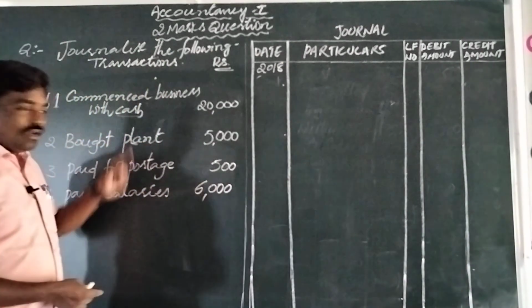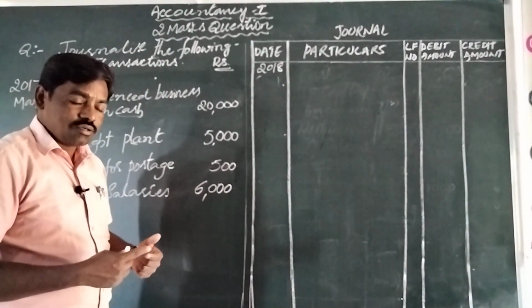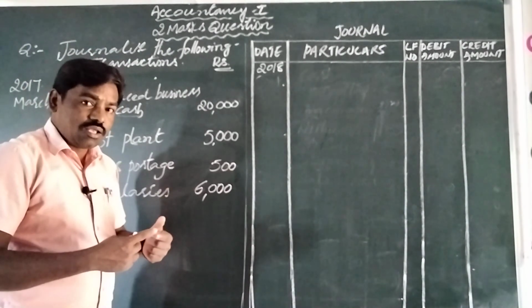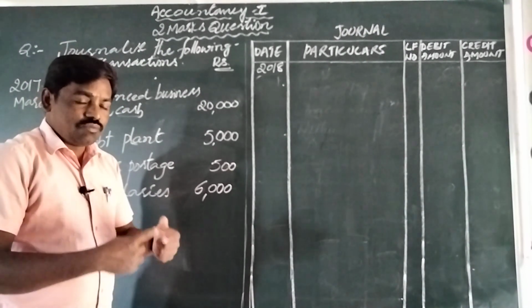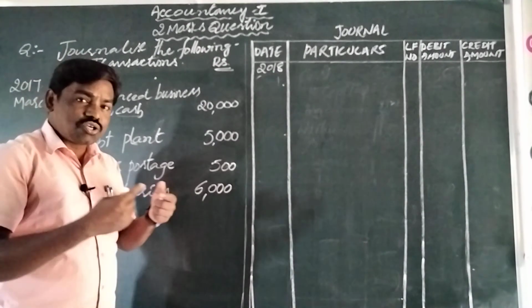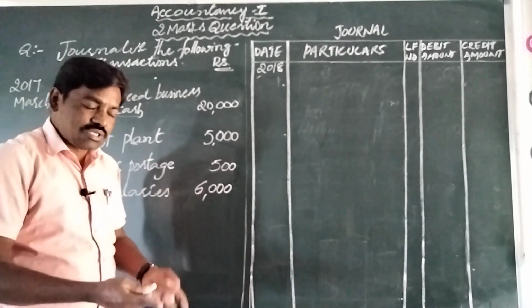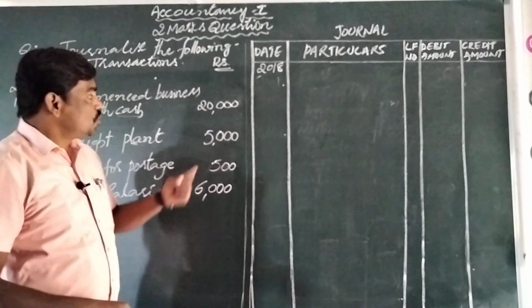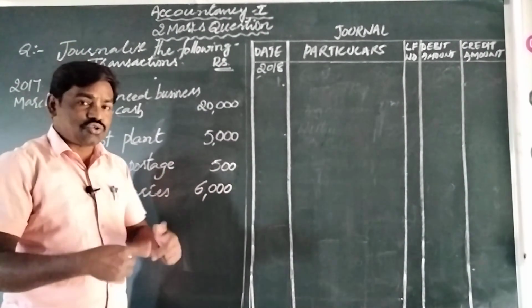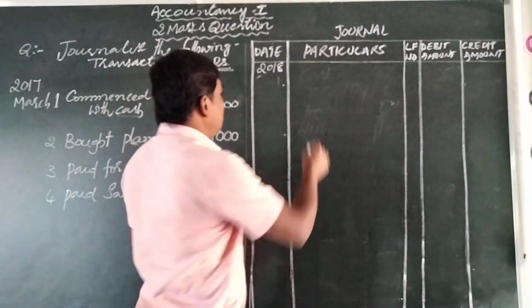So here when we invest some money in the business in the form of cash, is cash coming into the business or going out of the business? Cash is coming into the business. So when cash is coming into the business, that should be debited. Okay, students.